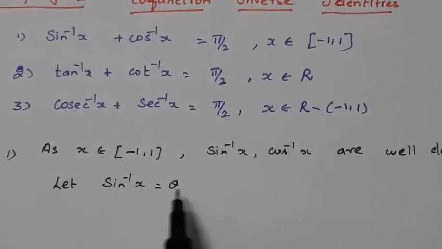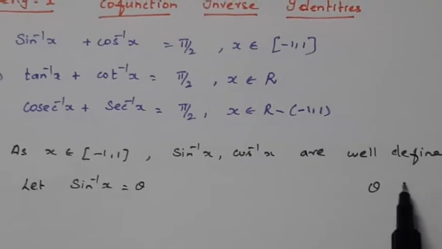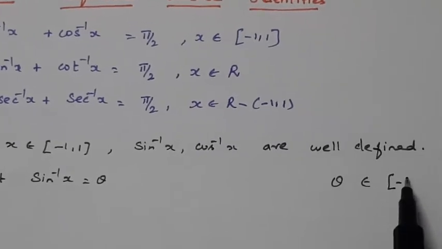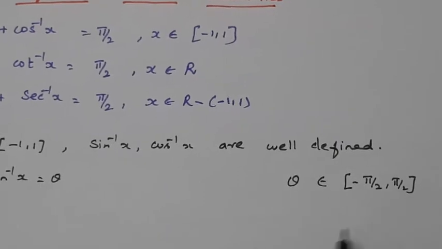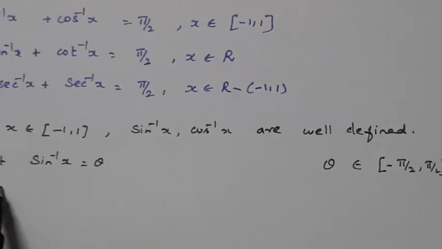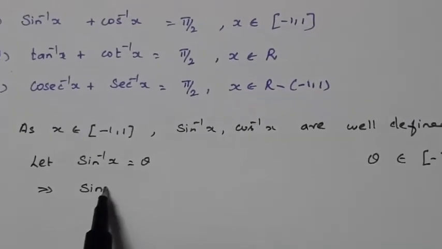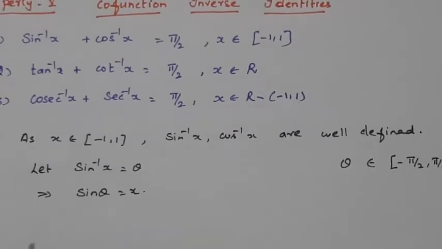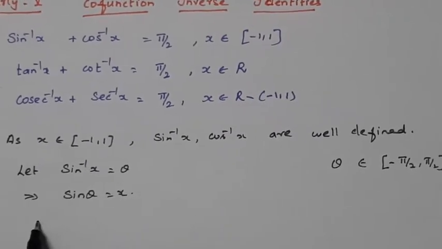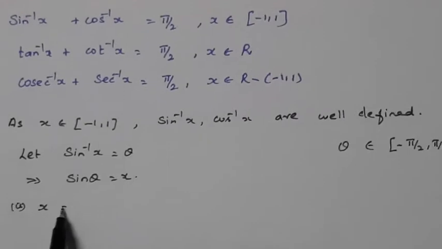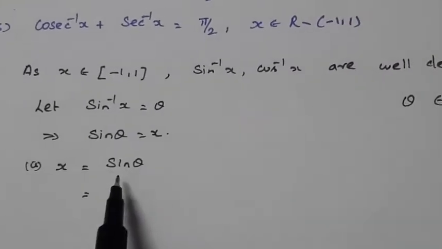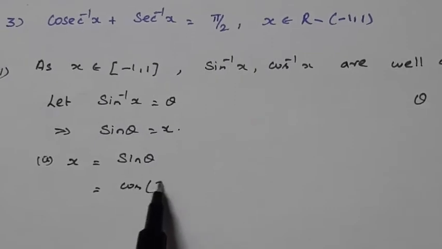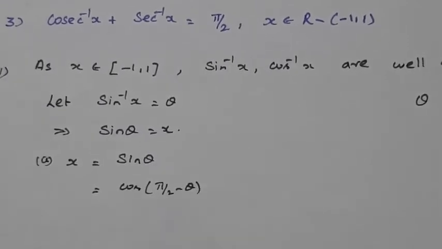So you know that theta belongs to which interval? The closed interval minus pi by 2 to pi by 2, according to the definition of sine inverse. And this implies that sine theta is equal to x, that is, x is equal to sine theta. Now we are going to represent this sine theta as cos of pi by 2 minus theta.